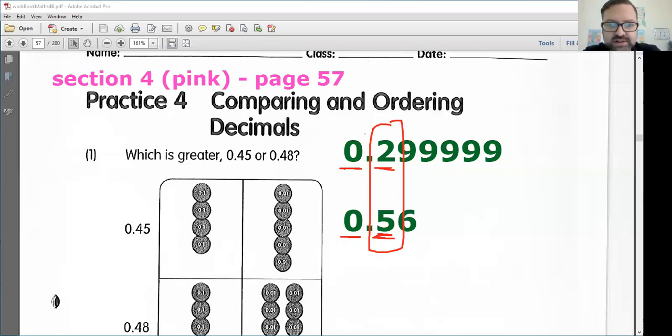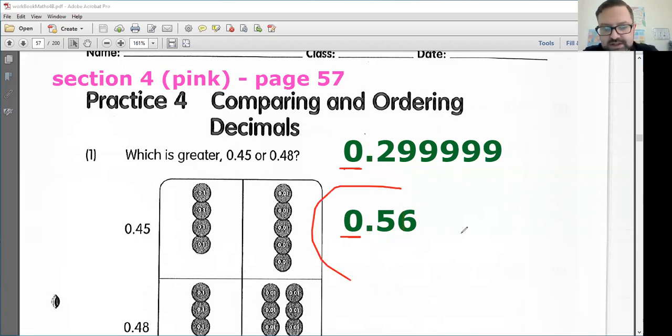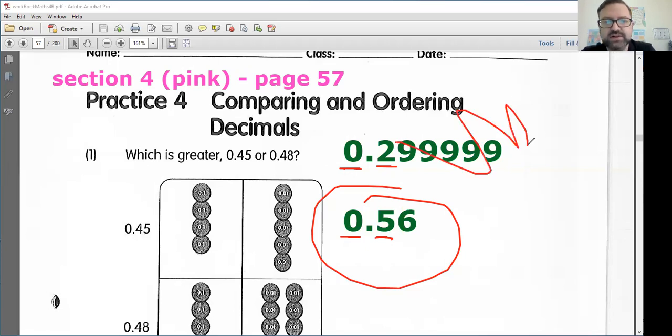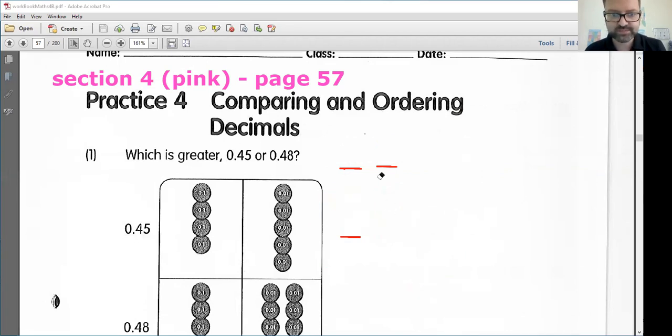Once again, we always start on the left because these numbers are worth more, okay? So here I have 2/10 and 5/10. So which of these numbers is greater? 0.56 is greater than 0.299999. Why? Because this number only has 2/10 and 0.56 has 5/10. Okay, so the rest of these nines don't even matter. All right, make sure you start on the left, kids. All right, and with that, I'm going to get into this lesson here.